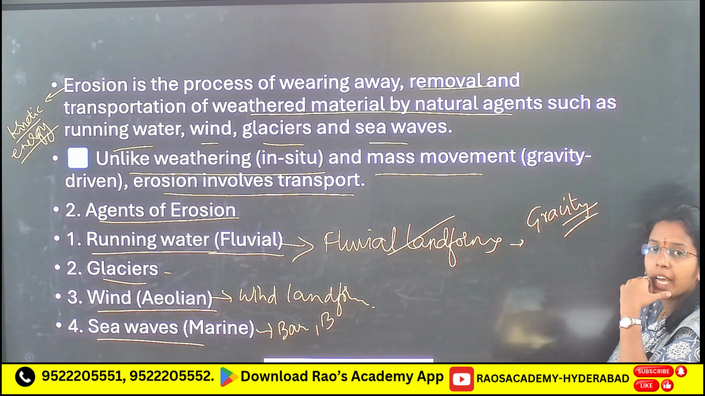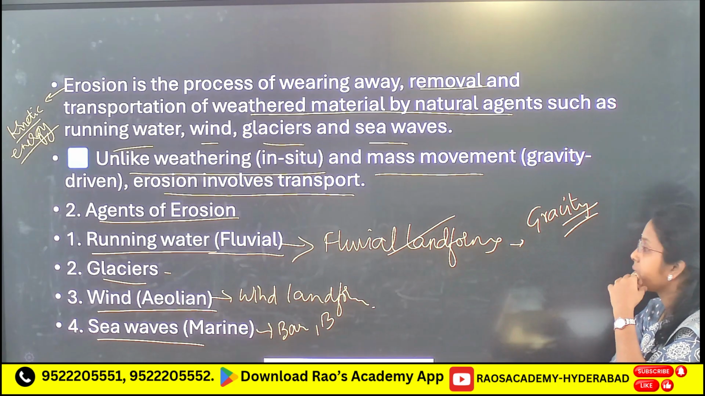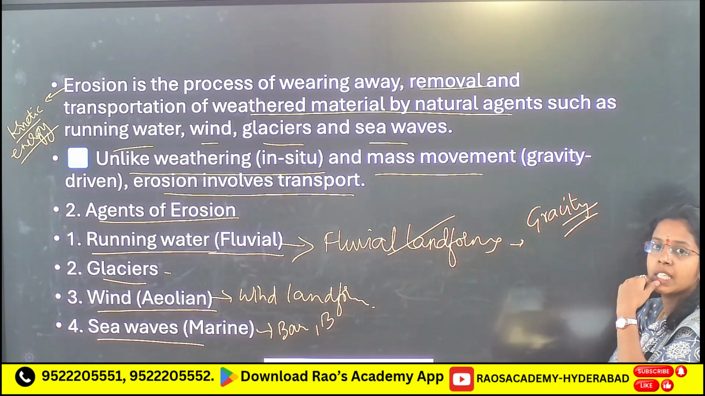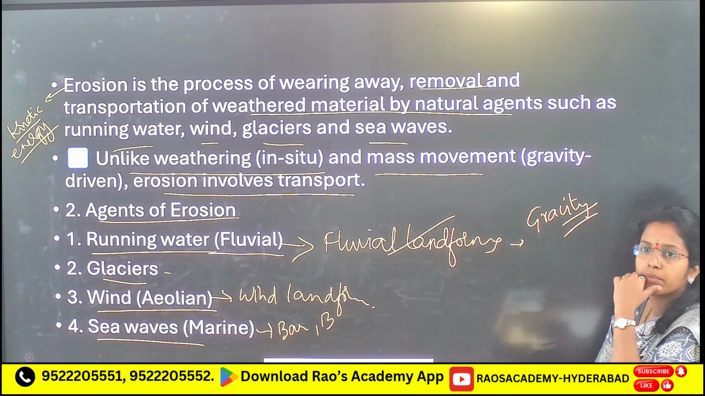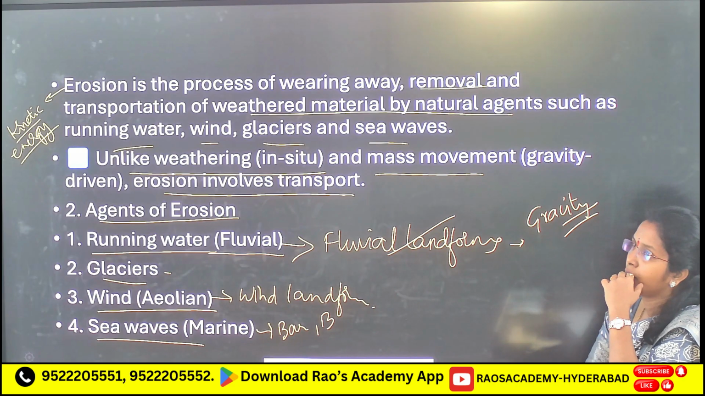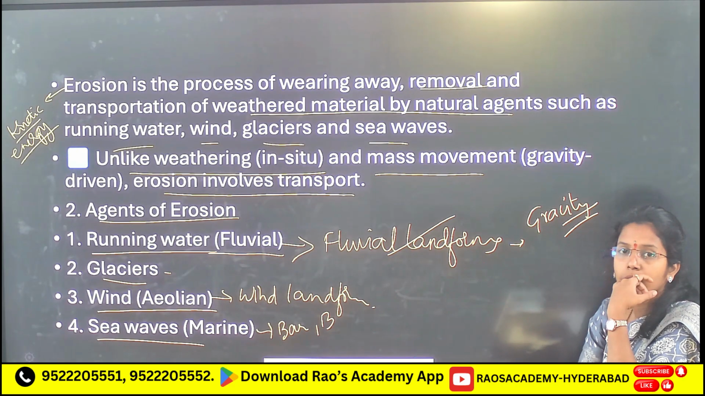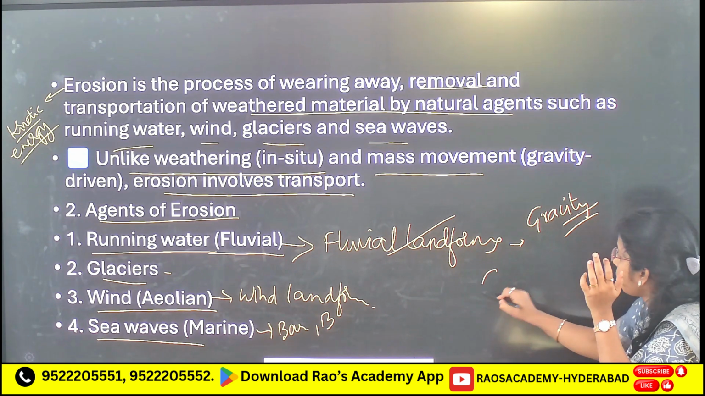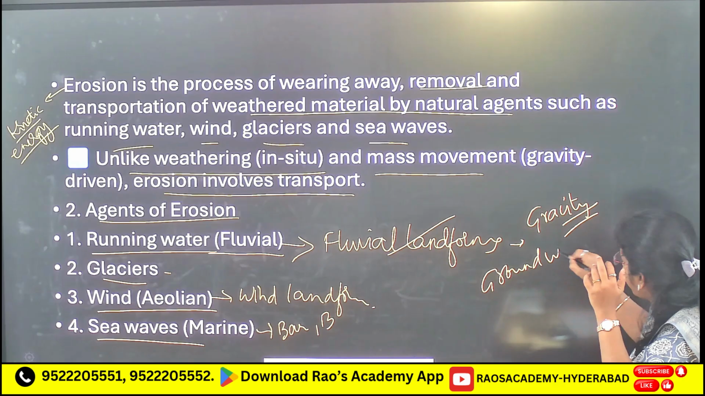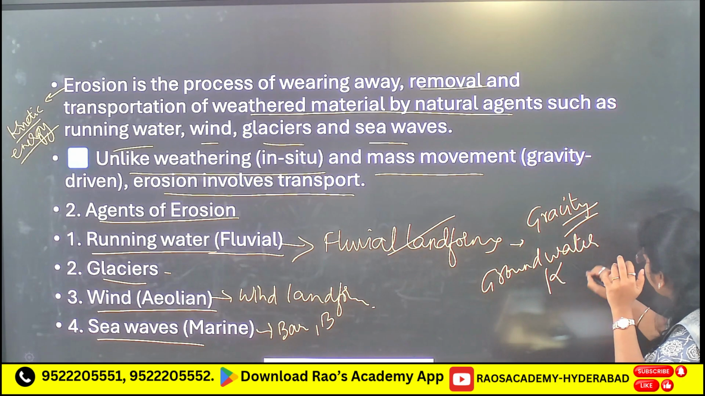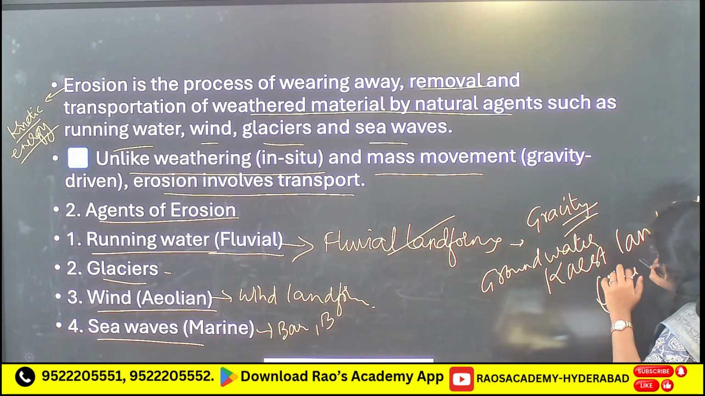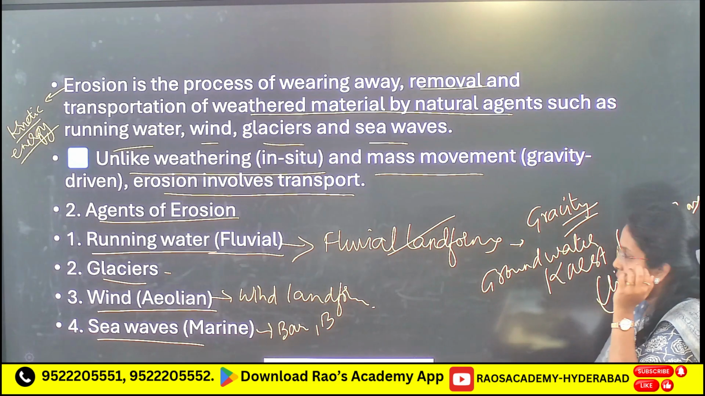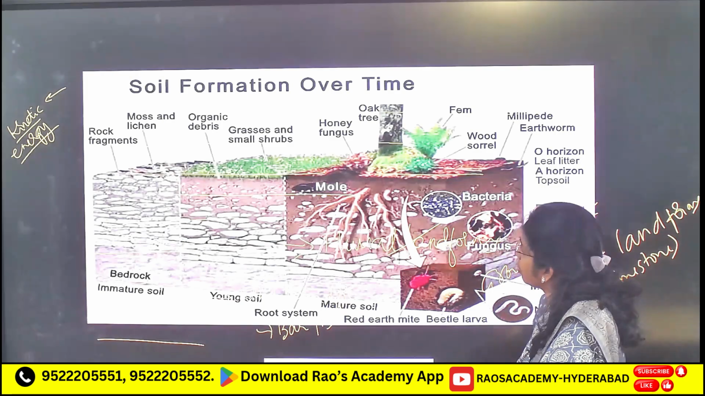In glacier you will see eskers, moraines, erratics, cirque, all those things you will see. In wind landforms you will see yardangs and mushroom rocks, different types of landforms. And one more, because of groundwater, karst landforms, limestone. Because of mainly limestone or dolomite minerals you will see karst landforms.